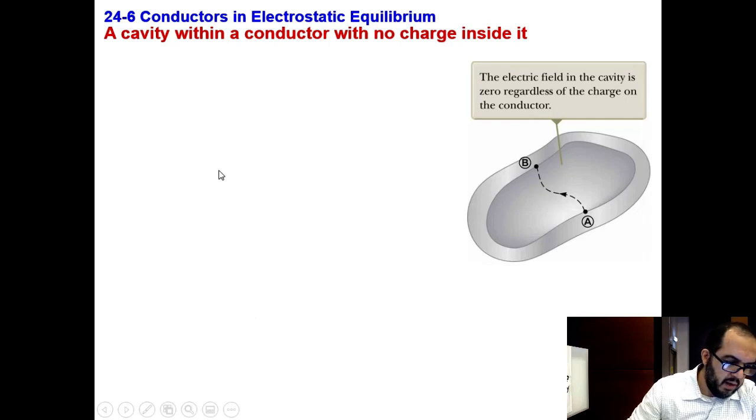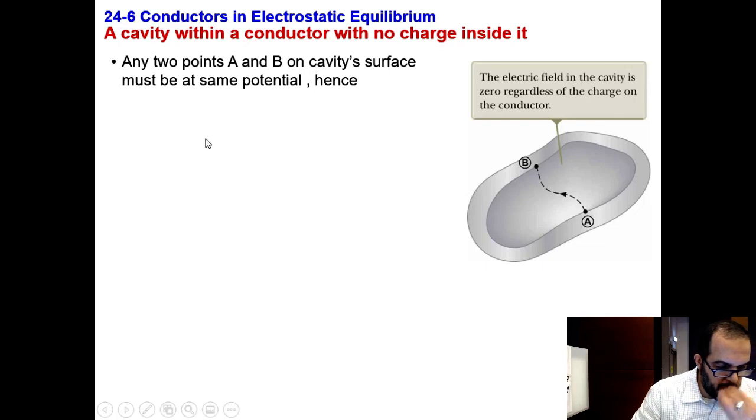Okay, one more implication. Let's assume we have a cavity inside the conductor. A cavity, and it's empty, okay? And there is no charge inside this cavity. Any 2 points A and B on the cavity surface must have the same potential. We have said that in a conductor, any 2 points have the same potential. So what does this mean?